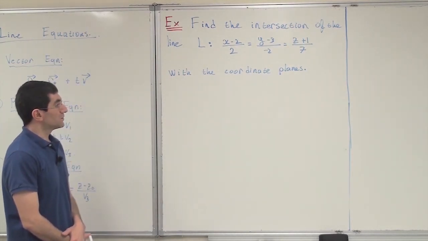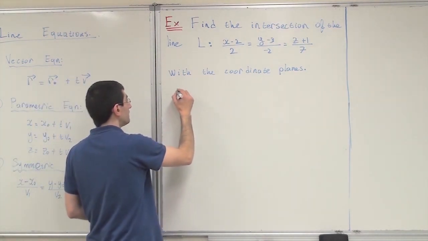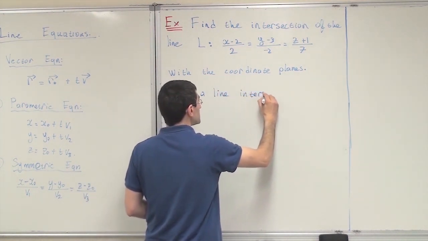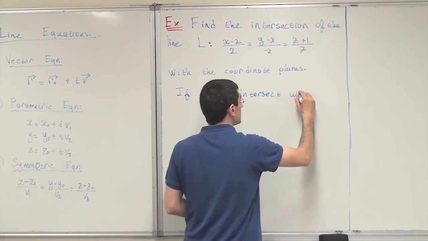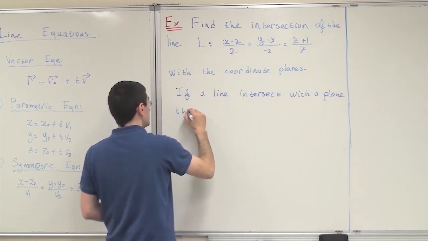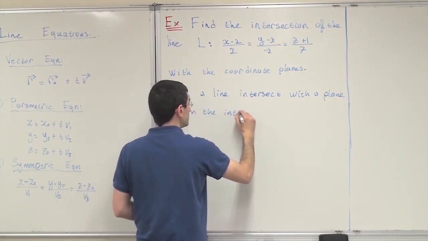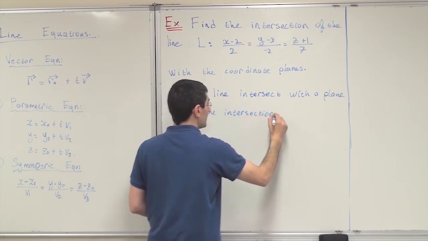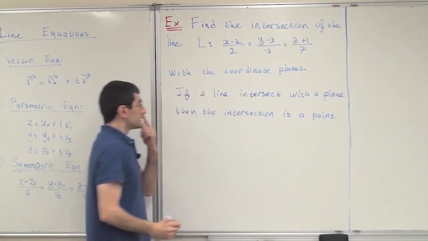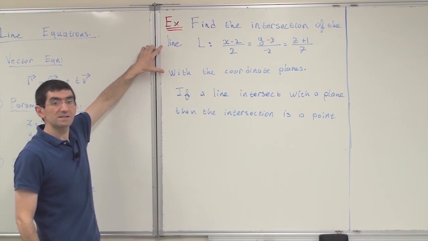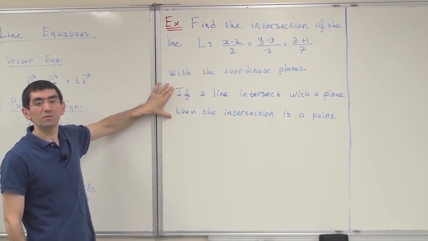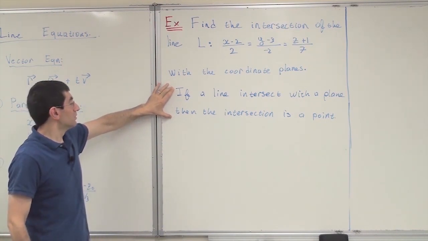Okay, so the first observation is the following. If a line intersects with a plane, then the intersection is a point. So this exercise asks us to find the intersection. Now, based on this observation, what we are looking for is in fact a point.